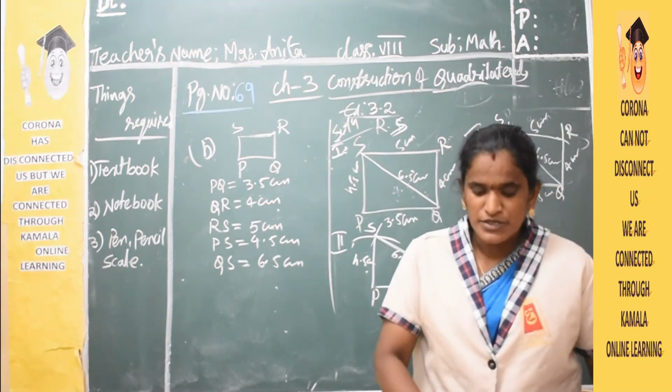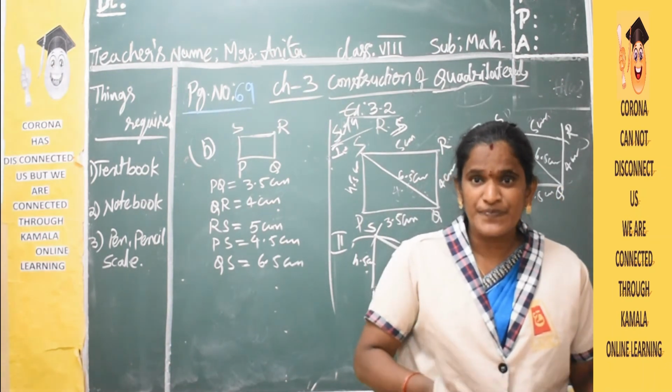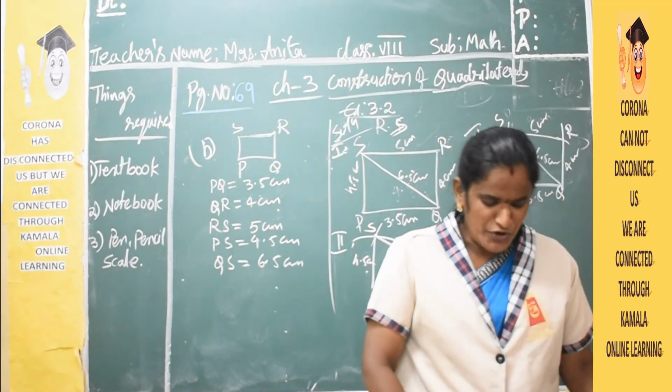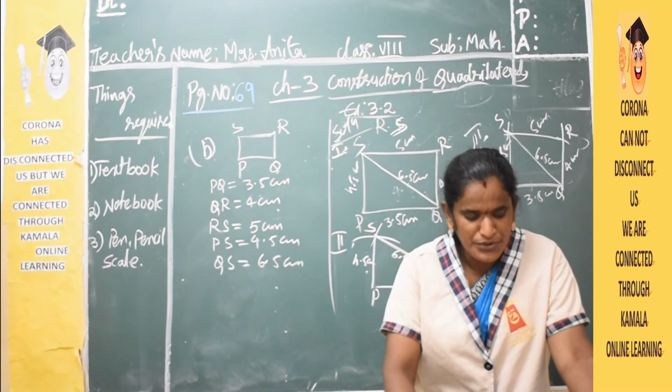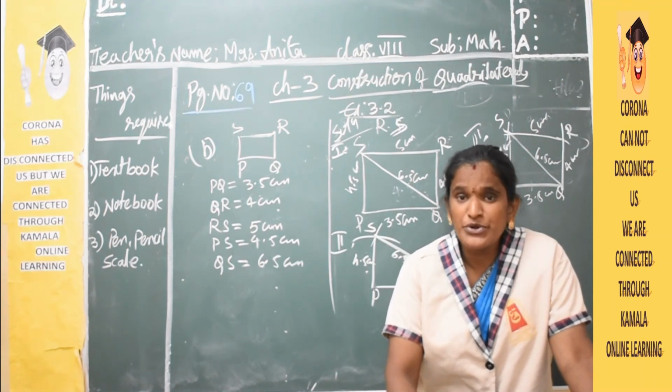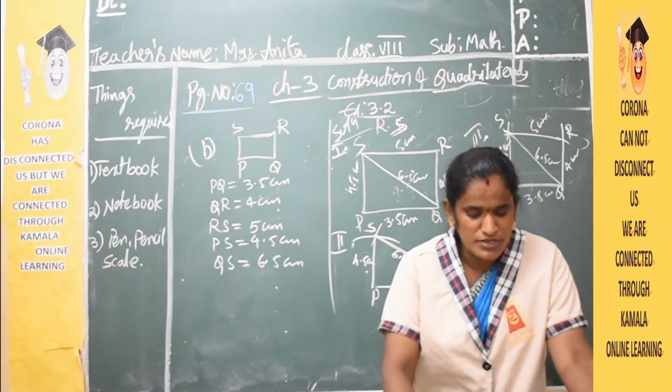And complete. Note down your homework: exercise 3.2, page number 70. Exercise 3.2, C1 and D1, children. Till exercise 3.2 you have to complete C1 and D1 also.